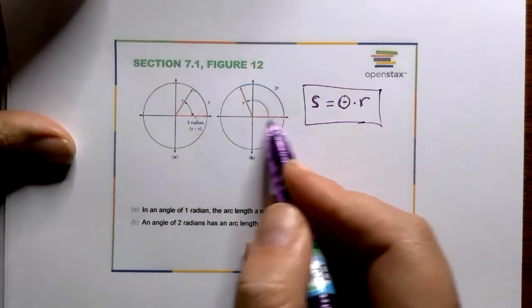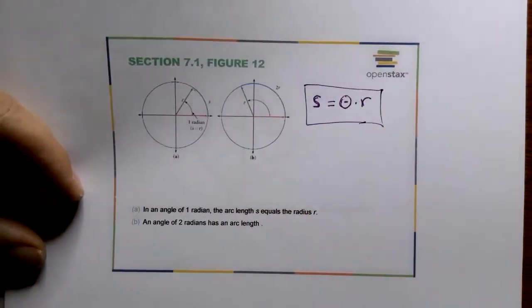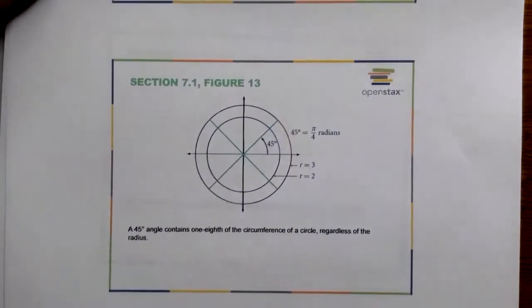But okay, you may think, what about, not all circles have the same radius, right? Some of them are going to be smaller. Does it still work? And the answer is yes.